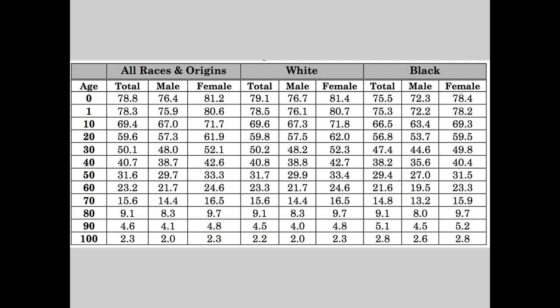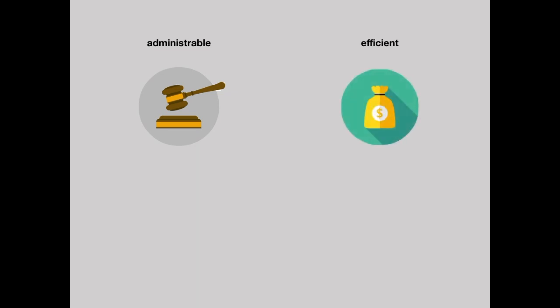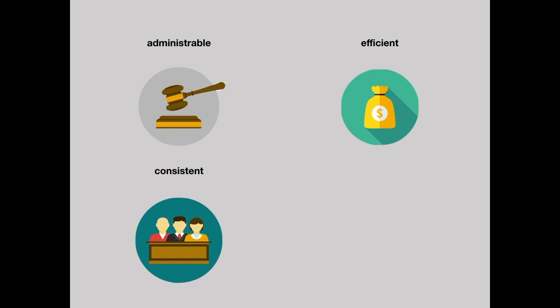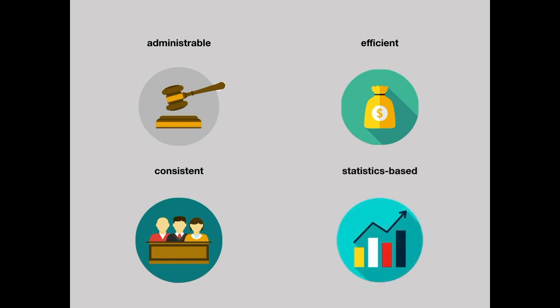Why do we use these tables? Well, first, they're easily administrable because they provide a fast and easy way to calculate damages. They're efficient because plaintiffs can weigh the costs of litigating against their potential damage award. They reduce judicial and jury discretion and therefore produce consistent results. And lastly, many believe these tables are statistically accurate and correctly predict outcomes.